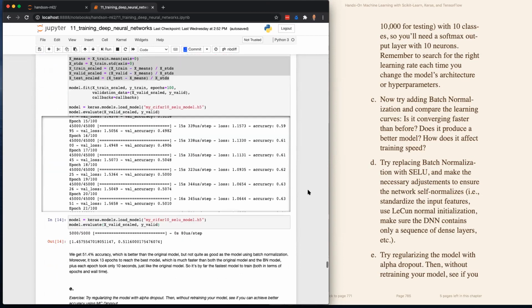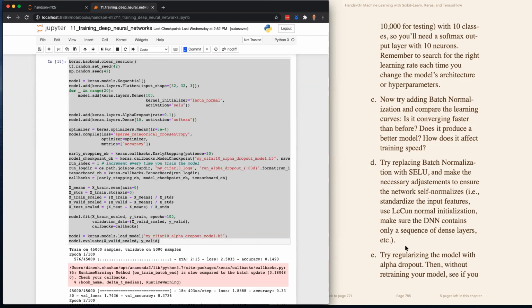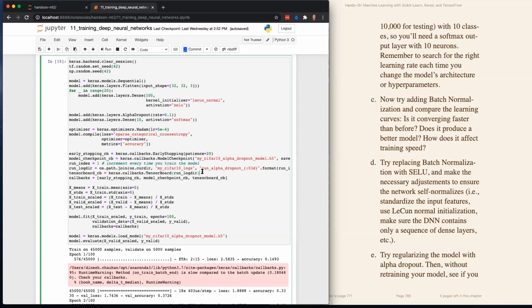Shall we move on to the next one? Okay. Now he's saying to try to regularize the model with alpha dropout. So this is where dropout comes into the picture. All he wants to do is take out the batch normalization and just add an alpha dropout layer in here. In alpha dropout, because we don't have batch normalization, he is standardizing the inputs in here.